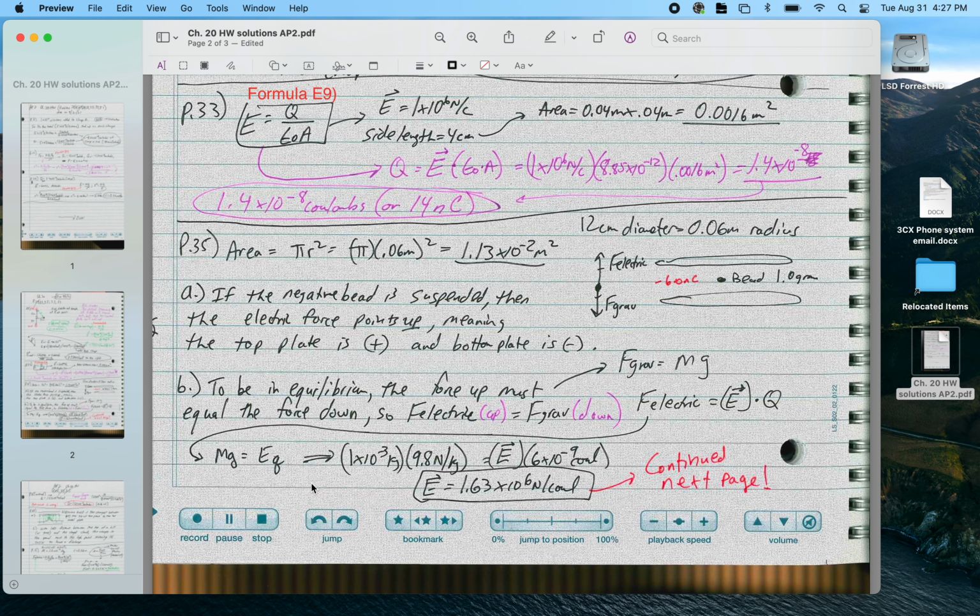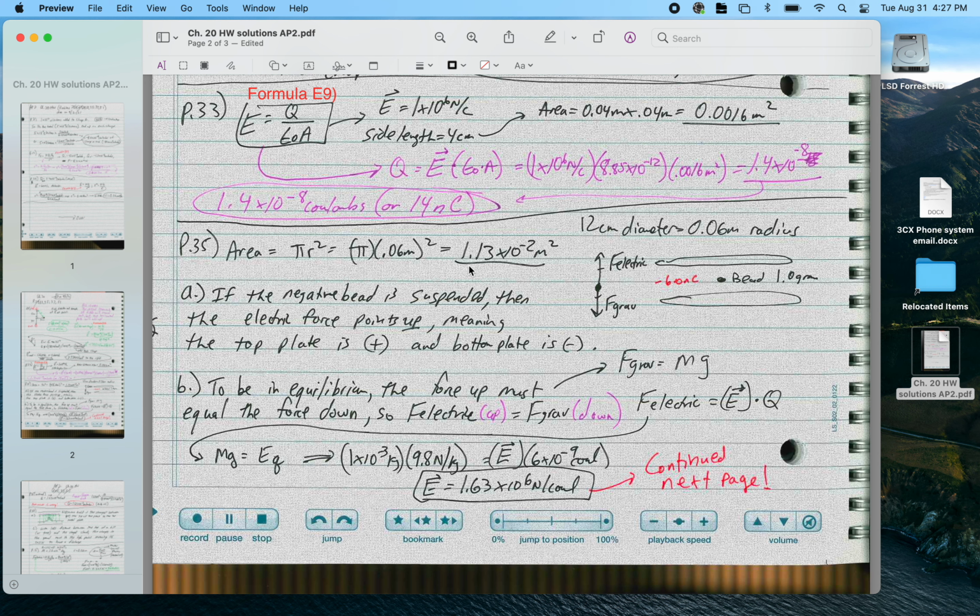So what you've got is two capacitor plates, and they're circular. It says they're 12 centimeters in diameter. Well, I know I'm going to have to do something with the area of that. The annoying thing is 12 centimeters diameter becomes 0.06 meter radius. I'm going to use pi r squared to find the area of those circles. The area of each one is 1.13 times 10 to the negative 2 square meters.